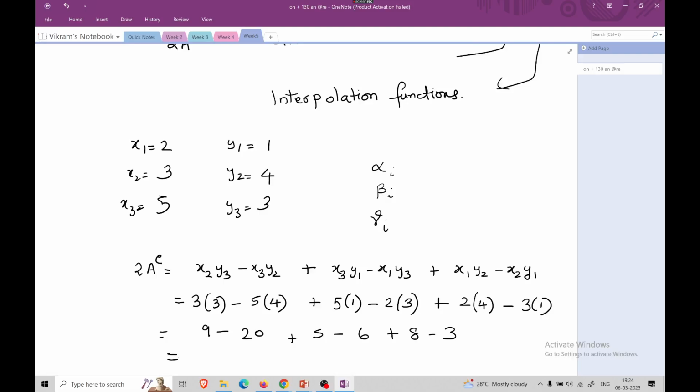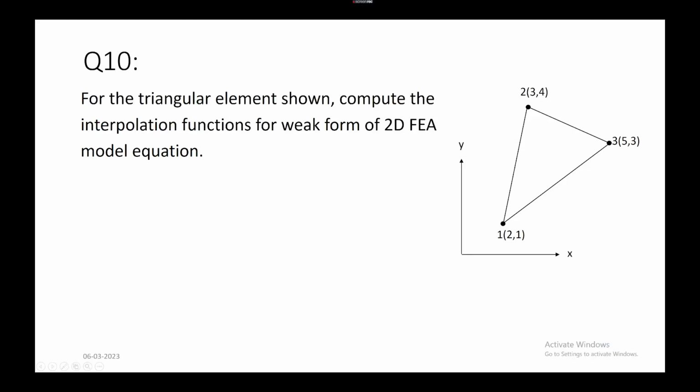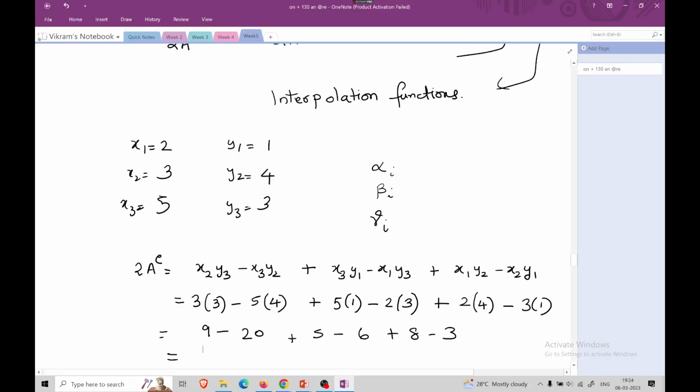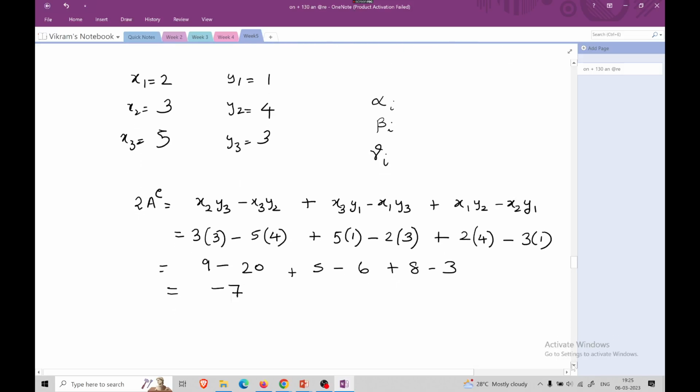Is this correct? The points are 2 comma 1, 3 comma 4, 5 comma 3. Okay, so what is the area? 9 minus 20 plus 5 minus 6 plus 8 minus 3. So I am getting minus 7. Okay.